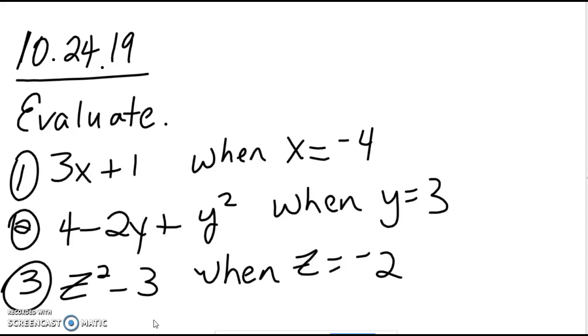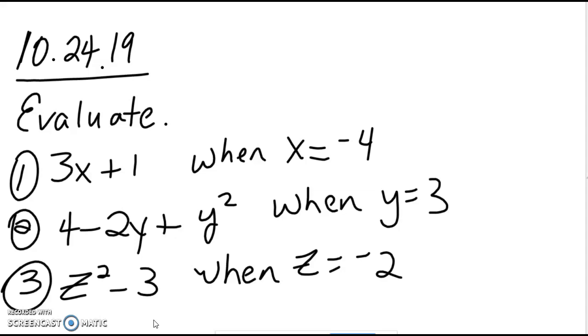Number 2, what was the input? What did we plug into the variable? 3. When we plugged 3 in, we got an output of 7. And then on number 3, our input was -2 because that's what we put in for the variable. We simplified and we got 1 as the output.